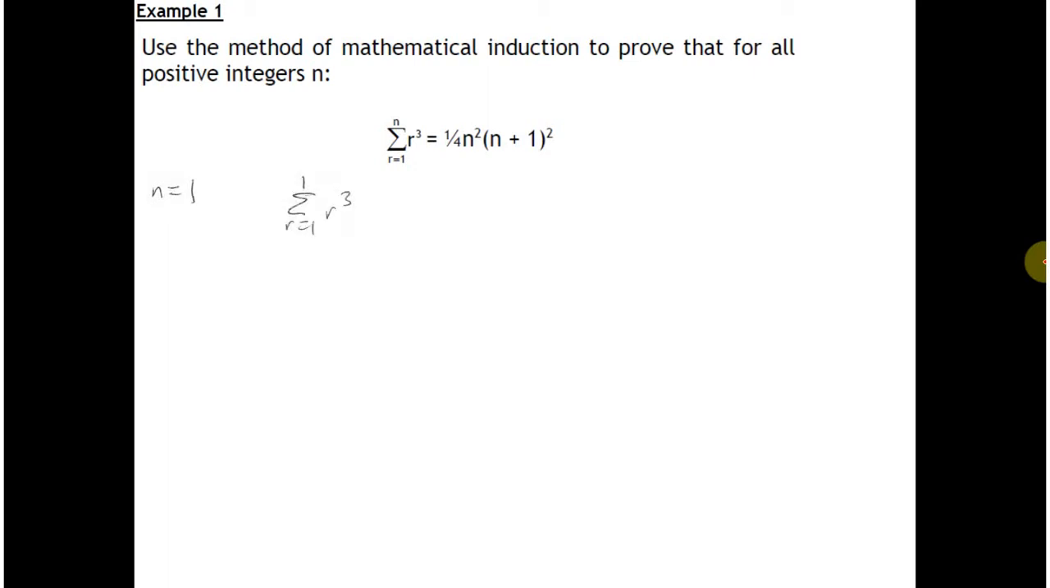So we work out the left hand side. The sum from r equals 1 to 1 of r cubed is equal to 1 cubed, which is 1. And then we solve the right hand side. A quarter times 1 squared times 1 plus 1 all squared is also equal to 1. So when n equals 1, the left hand side is equal to the right hand side, and so the n equals 1 case is true.